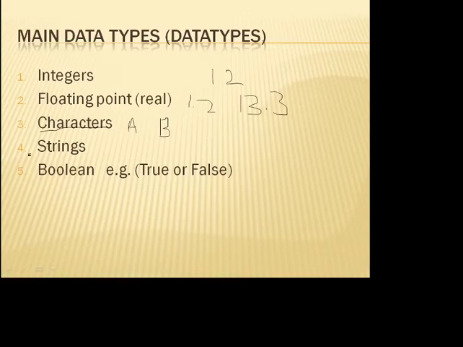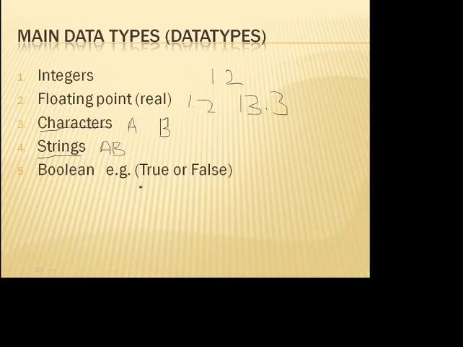Then we have what is called a string, and a string is special. It is a series or a combination of characters, and this is called a string. So for instance, A by itself is a character, but if I'm supposed to combine A and B together, it's now called a string. So two or more characters combined together is called a string.